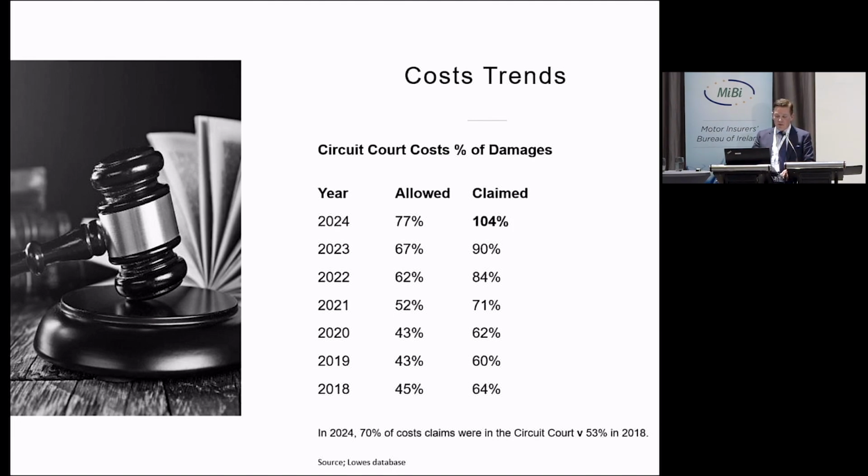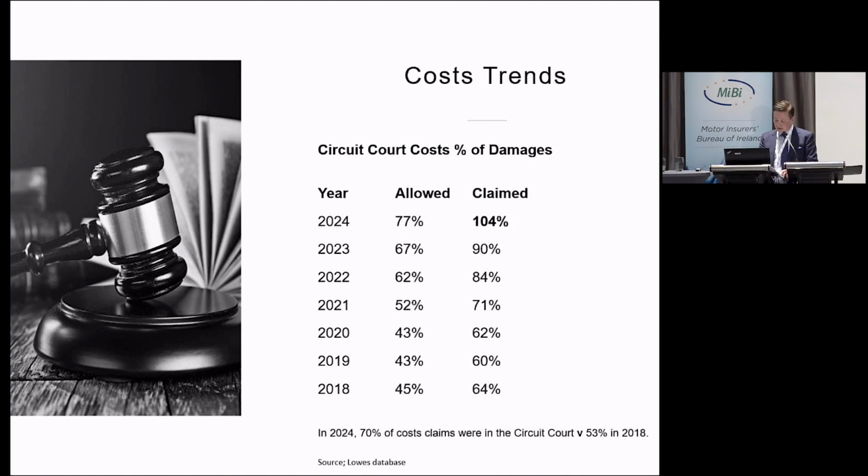Fast forward then to 2024, and you can see that the sums claimed were 104% of the damages. And ultimately, at the running total that we have year to date, or earlier in the summer, let's say August, is 77%. So from 2018 to 2024, it has gone from 45% of the damages up to 77% of the damages, which, if there's only one spotlight, you would have to be looking at the top line there, 2024.